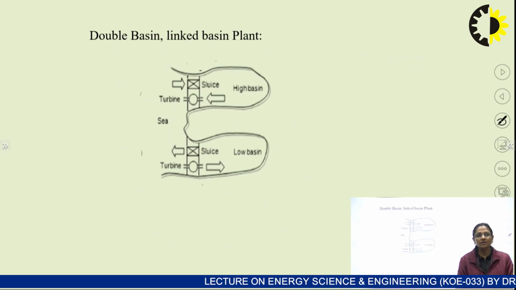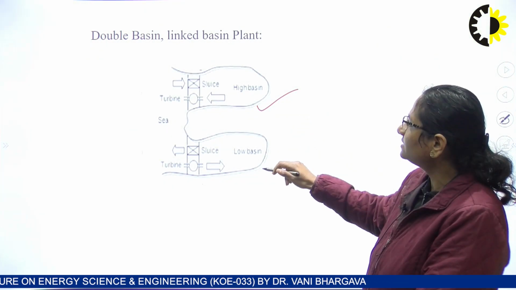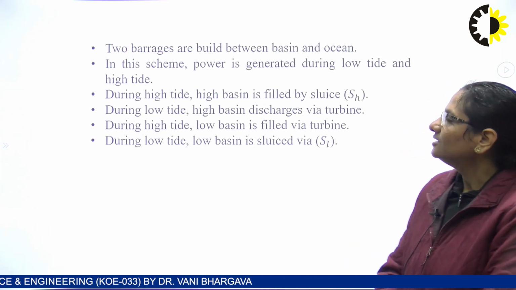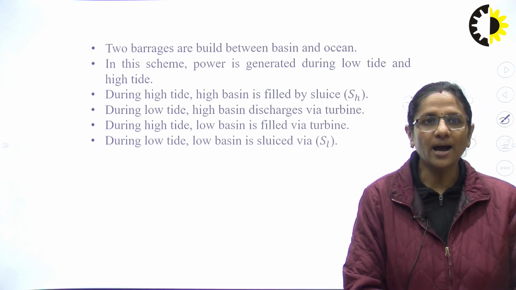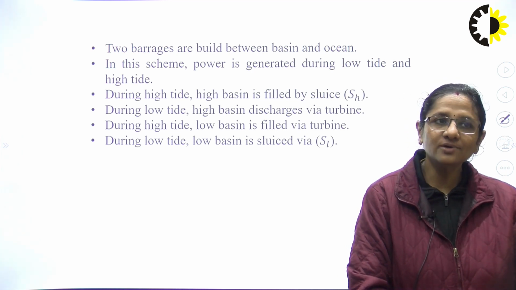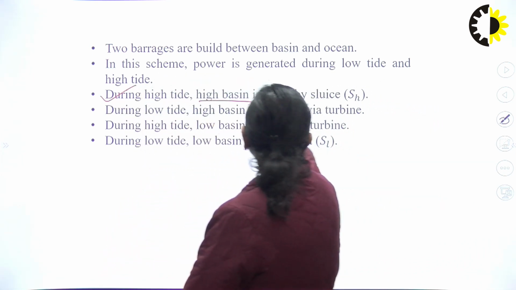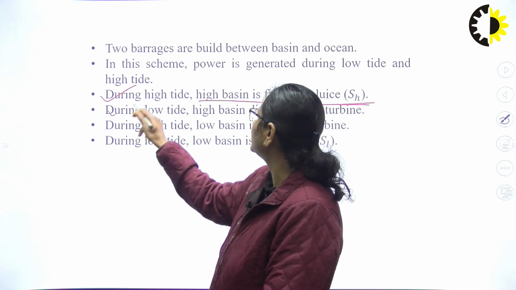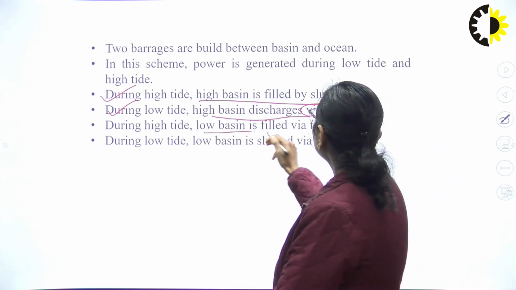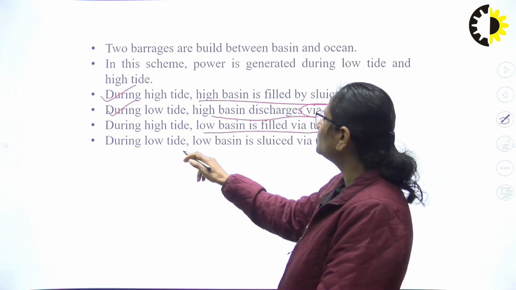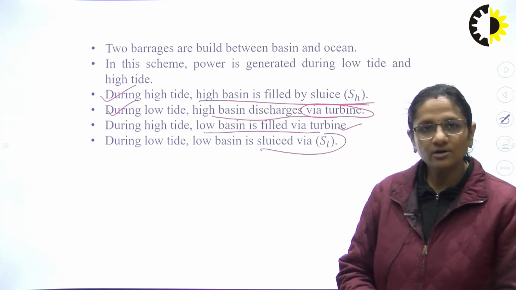The other system is the double basin linked basin plant. The structure can be seen over here. Two barrages are built between the basin and the ocean. In this particular scheme, power is generated during low tide as well as during high tide. What happens during these two tides? During high tide, the high basin is filled by the sluice gate, and during low tide, the high basin discharges via the turbine, right? During high tide, the low basin is filled via the turbine, and during low tide, the low basin is sluiced via the SL or the other sluice gate.